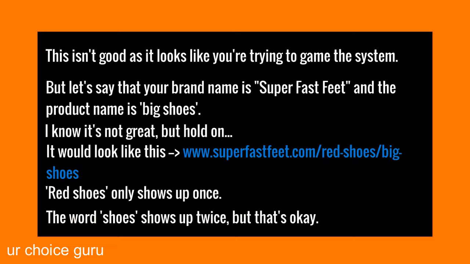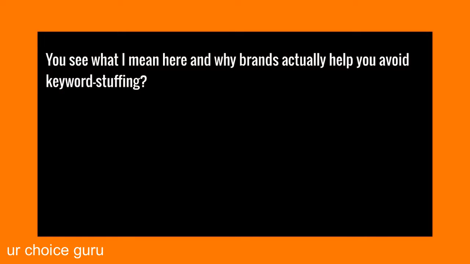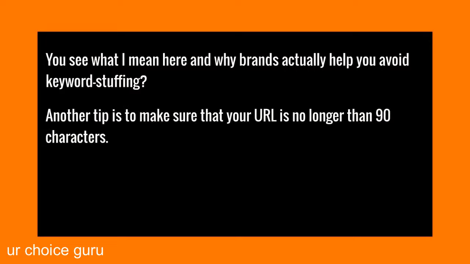So brands, not only does it help you with your URL structure, but it also helps you diversify and expand what your website could potentially be about. Now, in this case, the word shoes shows up twice, but that's okay. Do you see what I mean here, and why brands actually help you avoid keyword stuffing? Now, another tip is to make sure that your URL is no longer than 90 characters long.